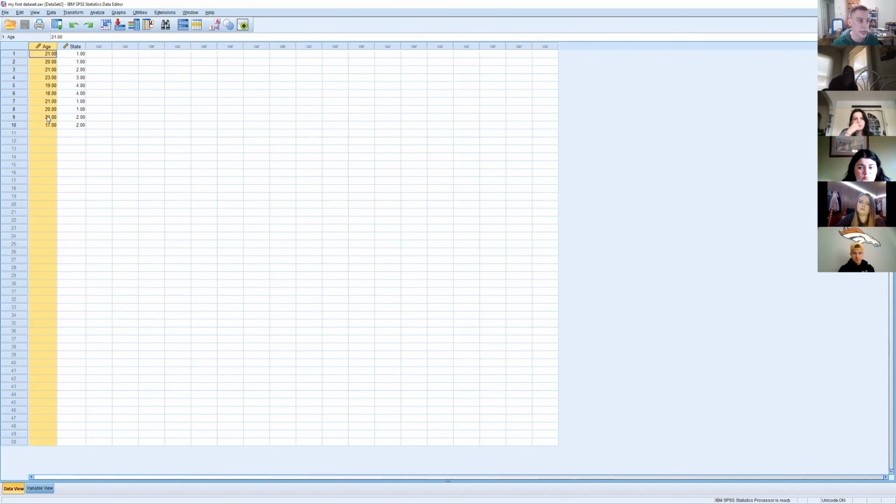That's the same difference between 19 and 18. It's a 1 year difference. So that's an interval scale.